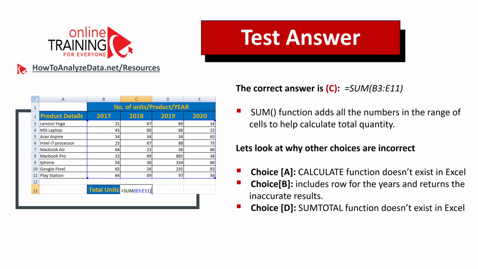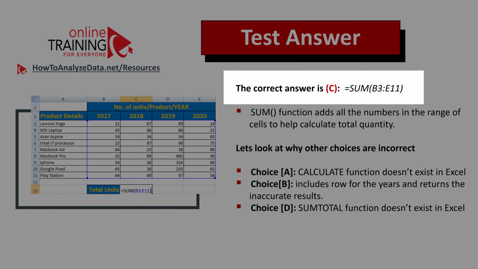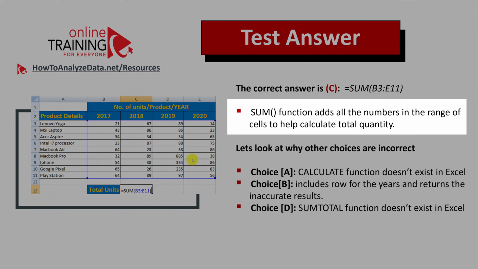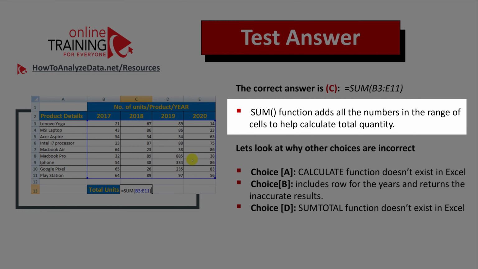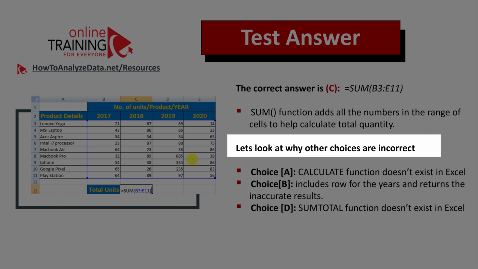Let's recap. The correct choice here is answer C. We use sum formula and we select the range from B3 to E11. Sum function adds all the numbers in the range of cells to help calculate total quantity. Now let's look at why other choices are incorrect.